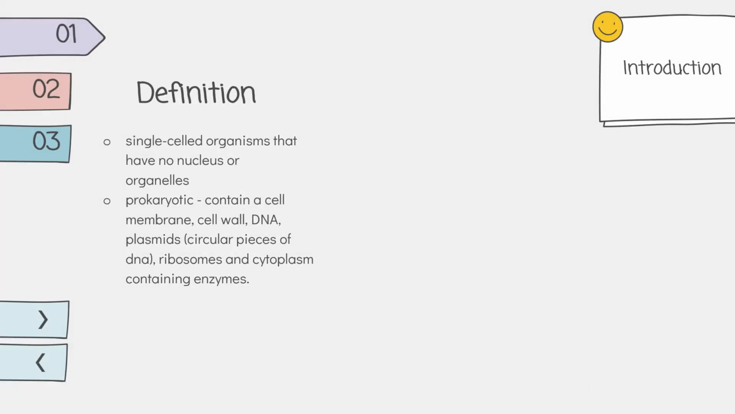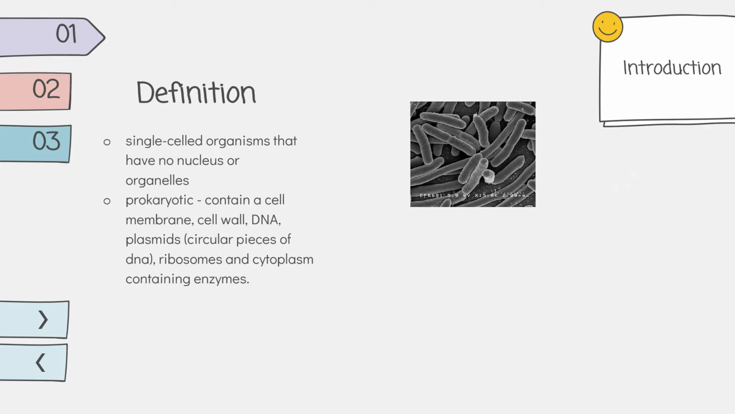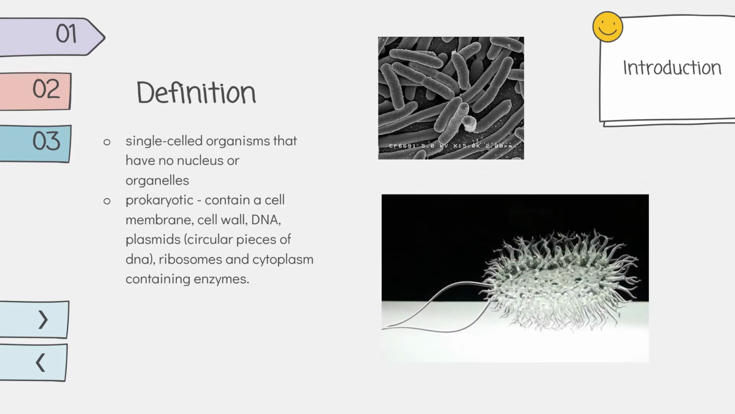You might be wondering, what is Kingdom Monera? So monerans are single-celled organisms that have no nucleus or organelles. They are prokaryotic, which means they contain a cell membrane, cell wall, DNA, plasmids, which is circular pieces of DNA, ribosomes, and cytoplasm containing enzymes.